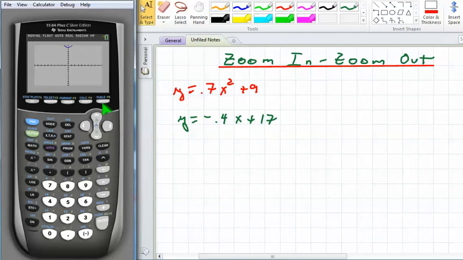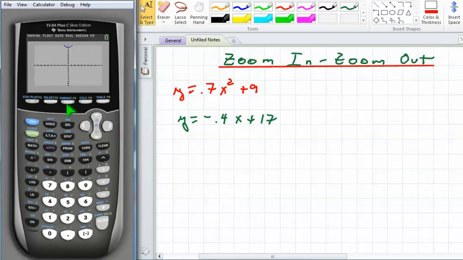A note, before I did this, I hit zoom standard. Always start off with zoom standard because it takes so long for this calculator to actually graph. Now that the little yellow thing isn't spinning up here, I know I'm done. And I don't see anything. It's possible even that my graphs don't even intersect. I mean, I know they do, but we don't know. We want to see the intersection points.